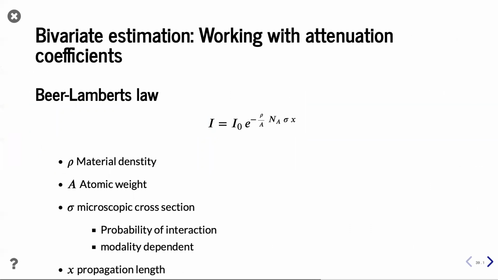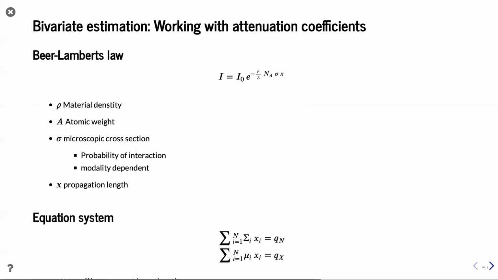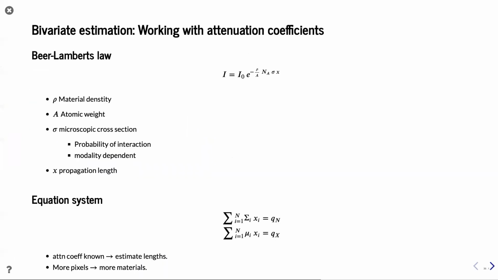Then, oh, that one I need to do a lot smaller. So we can also play with the Beer-Lambert law because you have attenuation coefficients. And this includes material density, atomic weight, microscopic cross-section. And with that, we could, in principle, put up an equation system to solve. But this is more a hypothesis of what you could do. I haven't seen it working, honestly, yet in reality. But it's an idea that we want to pursue in the future.